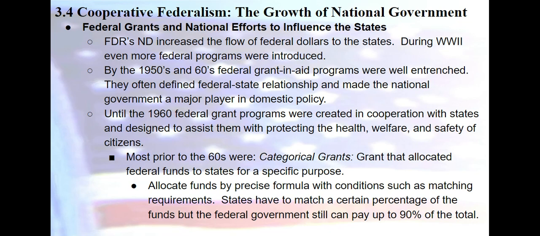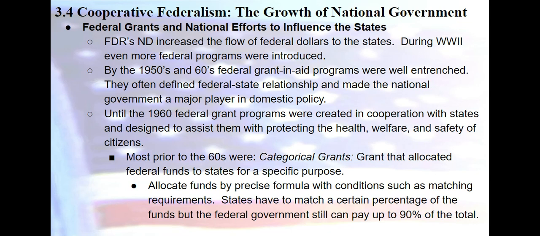During World War II, even more federal programs were introduced. By the 1950s and 60s, what we call federal grant and aid programs, so these are grants, were well entrenched, meaning that the federal government was giving money to the states to do certain things. They often defined the federal-state relationship and made the national government a major player in domestic policy based on how much money they were giving to certain grant and aid programs.